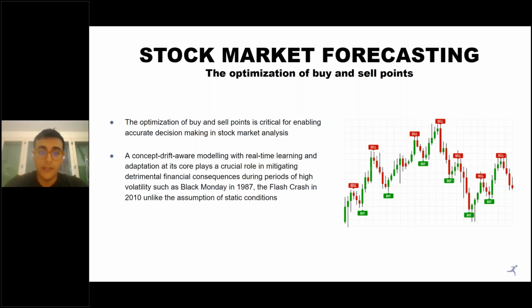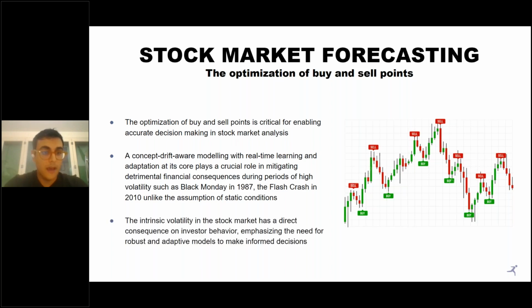So the concept drift that we're modeling with the real-time learning and adaptation is crucial and at the core of constructing an investing model that is actually sustainable and profitable for the investors. Otherwise, we will have detrimental consequences like we had with the Black Monday in 1987 and the flash crash in 2000, where the conditions were not static and the evolution was too abrupt to be grasped. So yeah, the intrinsic volatility of stock market has direct consequence on investor behavior. So having a model which is robust to concept drift is important to let investors make the most informed decisions.